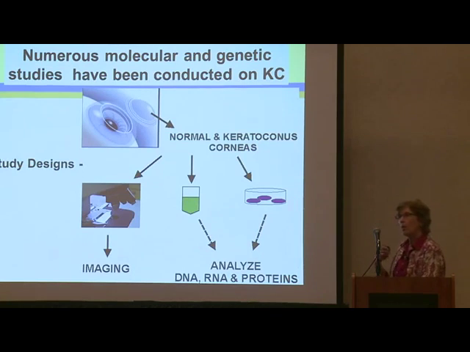Now, when people do studies on keratoconus, this is just the basic study design. They obtain the corneas from transplants. They also get normal corneas. And once you get those corneas, then to analyze them, some people culture the cells, other people isolate the DNA, RNA, and proteins, and then other people get the corneas and look at them with various kinds of microscopes.